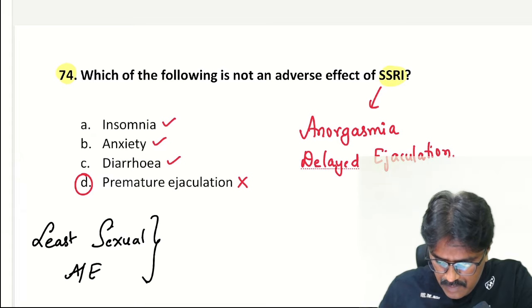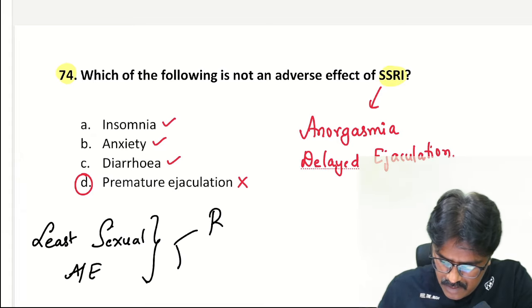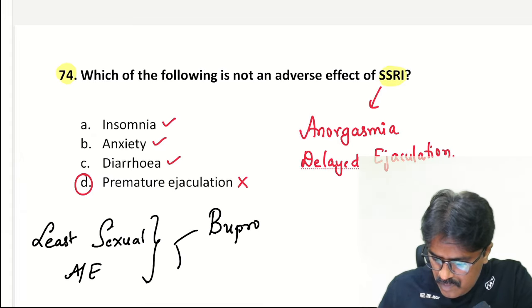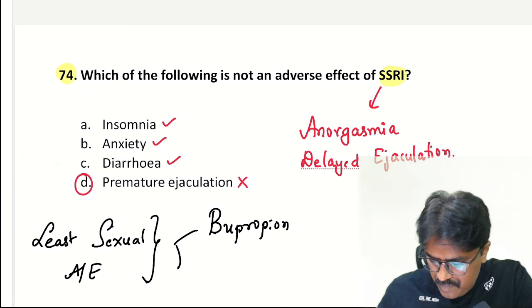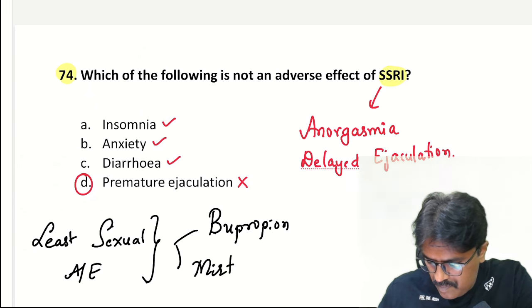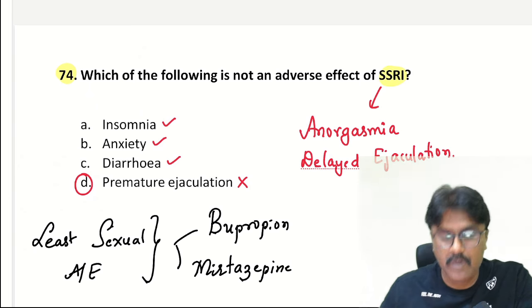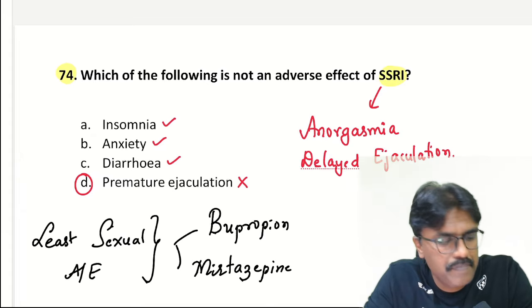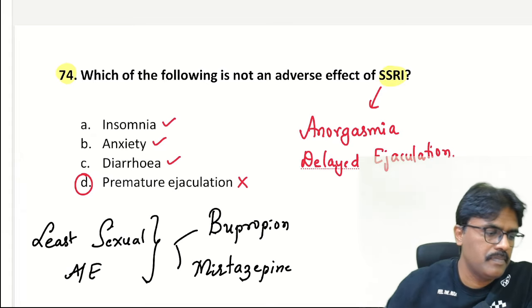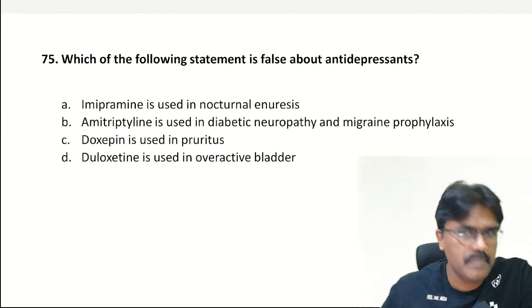A B E means adverse effect. The name is bupropion. Mirtazapine. They cause least sexual problem. Okay.